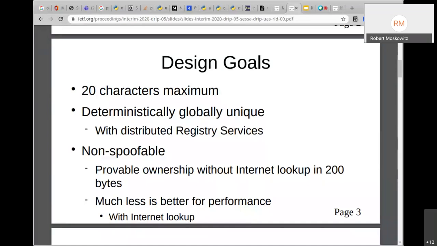It's much better for performance if you can do it in less, as Adam has found out in an operational sense. Getting that many chained Bluetooth 4 packets actually received is challenging. So less is better. Those are the design goals.